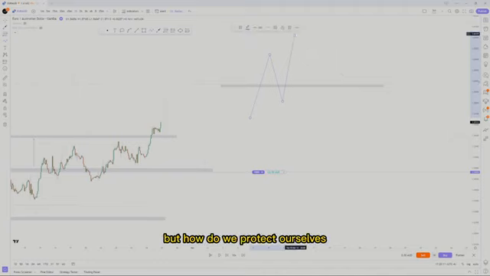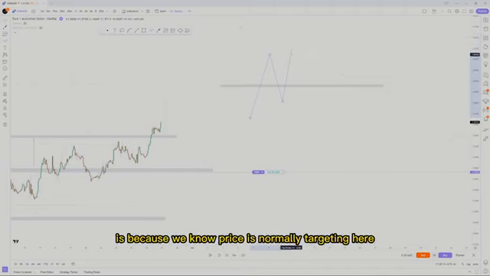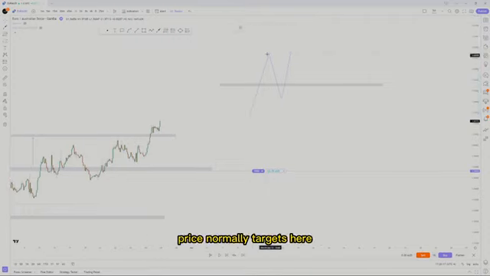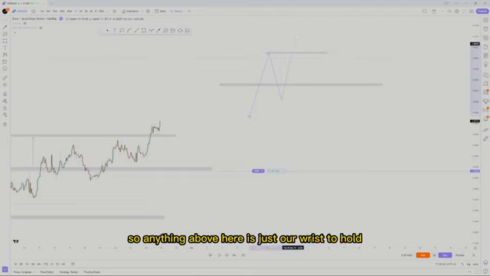But how do we protect ourselves is because we know price is normally targeting here. Price normally targets here. So we already know where to get out at. So anything above here is just our risk to hold. Basically, this is our risk to hold.